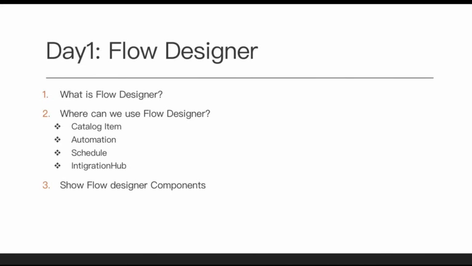So the first use case is that in a new catalog item, we can use Flow Designer. Secondly, for automation, we can use Flow Designer where we have a business rule or any kind of server script. For example, business rules and script actions, in all those cases we can use Flow Designer. We can even use it in inbound email actions. We'll come to that point.